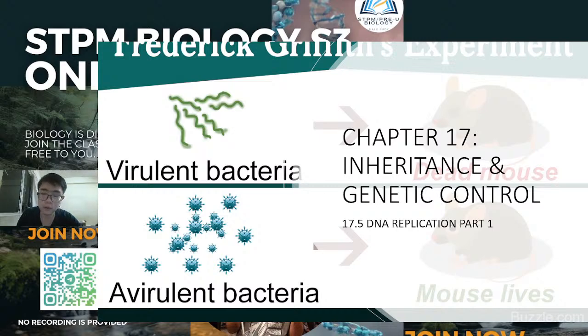Okay, so for today we will continue chapter 17, inheritance and genetic control. Today we will proceed to the DNA replication topic. I think everyone is familiar with the term DNA replication, right? You already learned it in SPM. Replication means that DNA makes a copy.